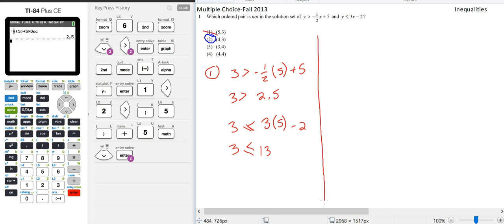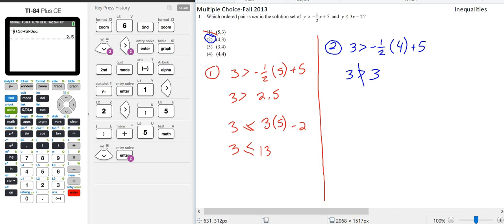Let's move on to choice 2. For y, we're plugging in 3. Is 3 greater than negative 1/2 times 4 plus 5? Is 3 greater than negative 1/2 times 4 is negative 2 plus 5 is 3? Is 3 greater than 3? 3 is not greater than 3 because 3 is equal to 3. So the point (4, 3) does not make the first inequality true, and choice 2 is the correct answer to the question because that point does not make both inequalities true.